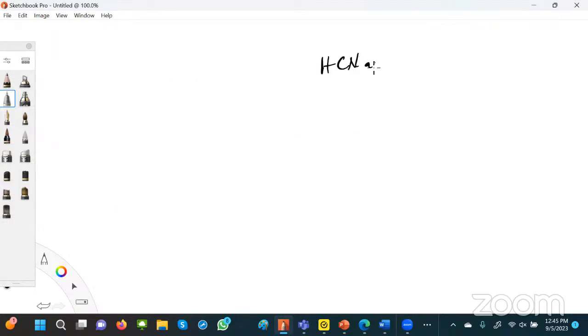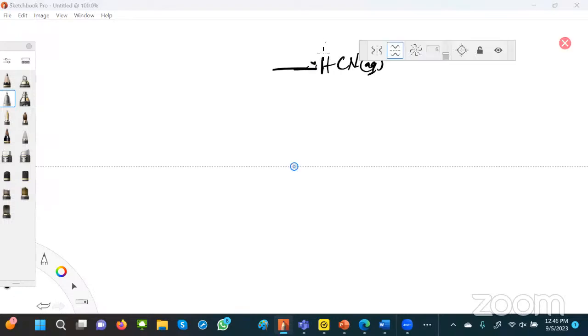HCN aqueous, all right? Now, this is not a binary acid because obviously it has 3 elements, right? Remember, binary means 2, right? And it is not an oxyacid because it doesn't have an oxygen, right? So this is kind of an outlier in terms of the category that you put it in.